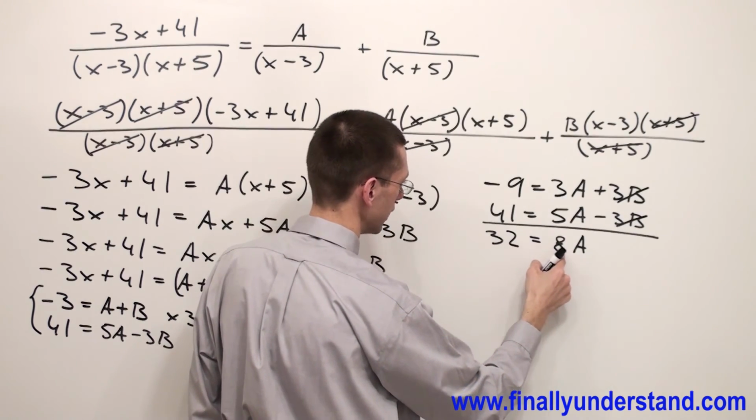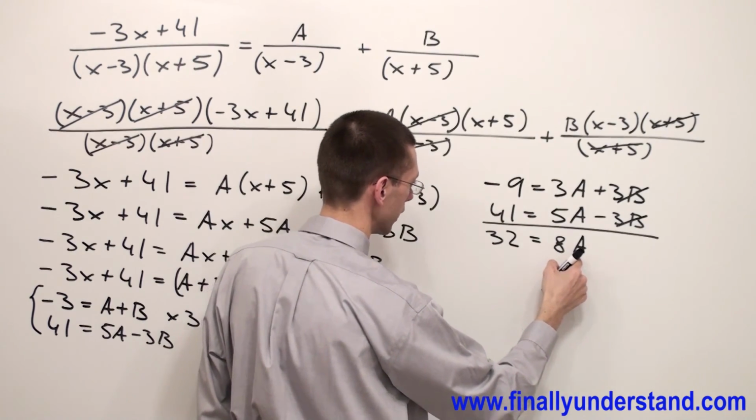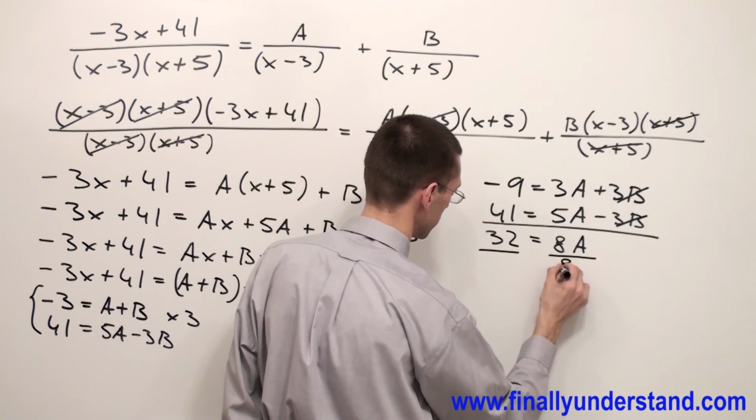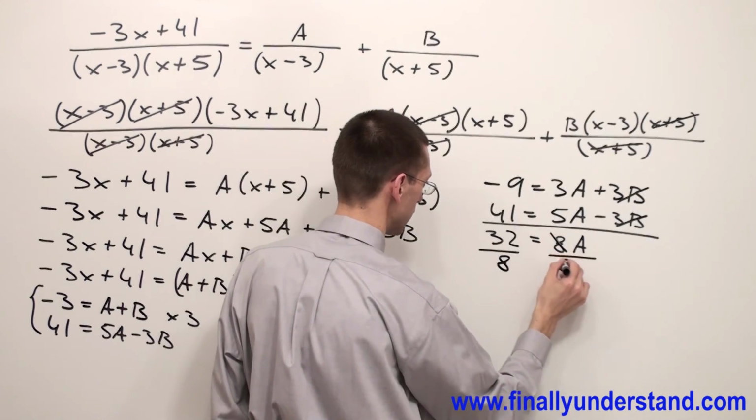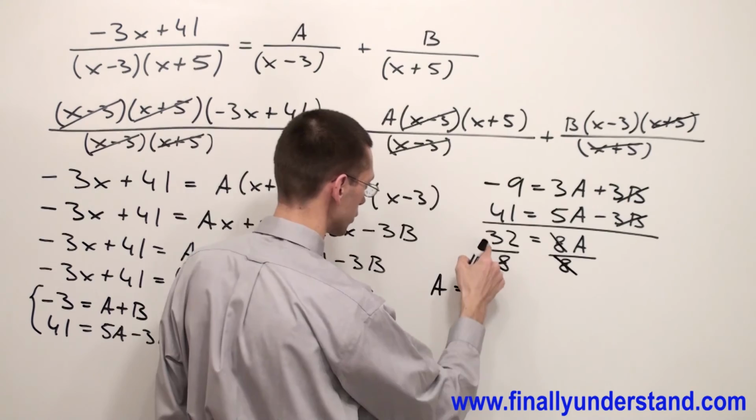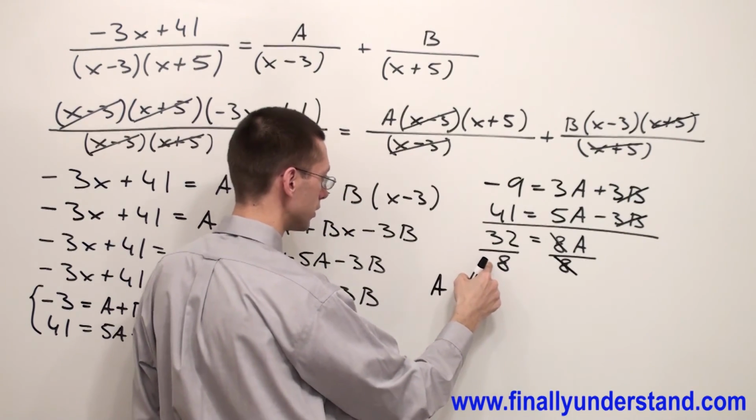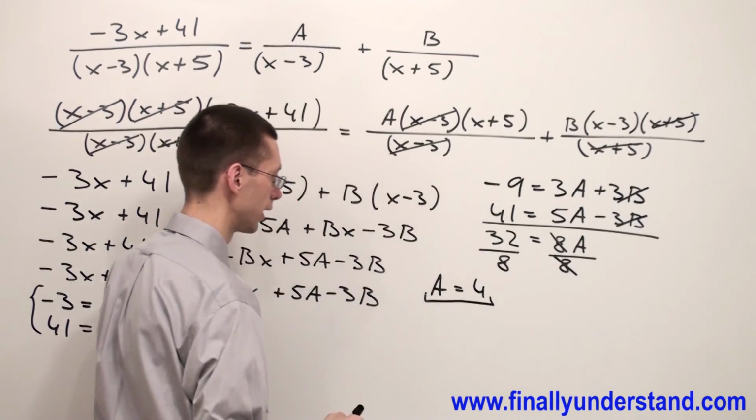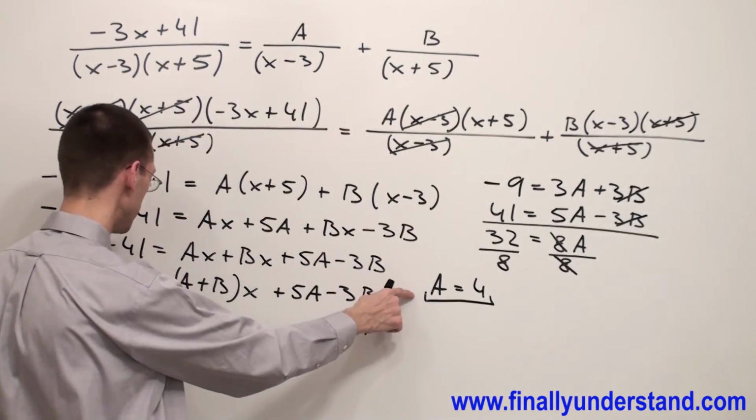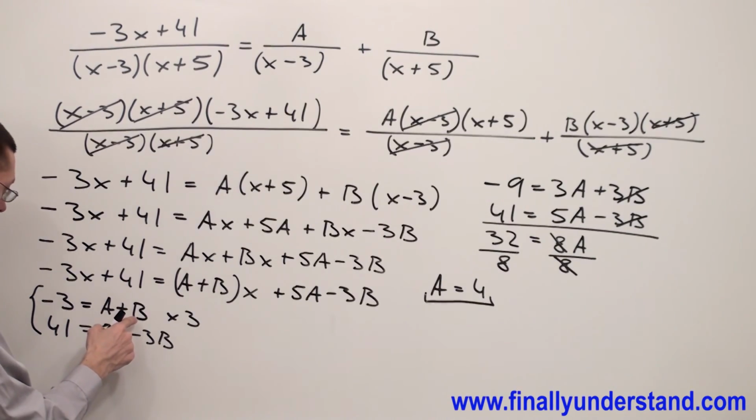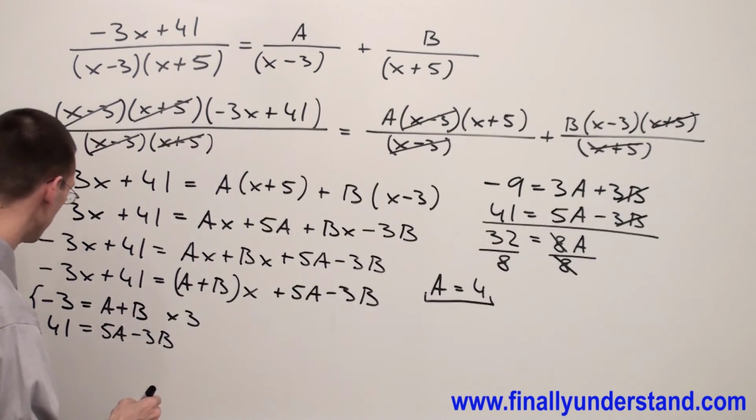And I have 32 equals 8a. I have to find the value of a. In order to find a, I have to divide both sides of the equation by 8. 8 and 8 will cancel out. And I have a equals 32 divided by 8, which is equal to 4. This is the value of a. If I want to find b, I'm going to take this equation because it's the simplest one and solve this equation for b.